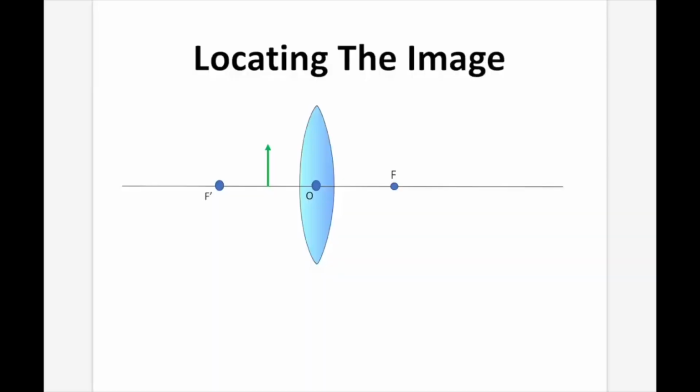Now this one's going to be a little more tricky. So what we're going to do is draw our first ray, go to the lens, and then go through the focal point. The second ray is going to go straight through the optical center. And you can see how they're diverging, they're getting further and further apart. So they're never going to come together.